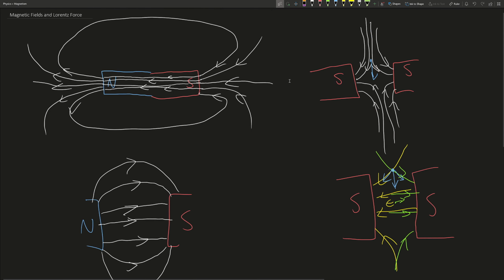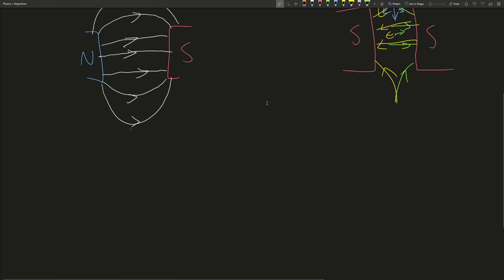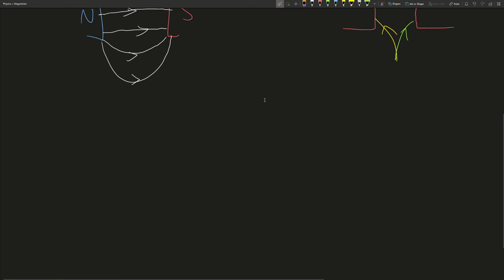Right, now we'll get into how magnetic fields are created or formed. So, magnetic fields form as a result of moving charges. Whenever you have a charged particle, or a current running through something, that induces a magnetic field around it. So that creates a magnetic field around the moving charge.